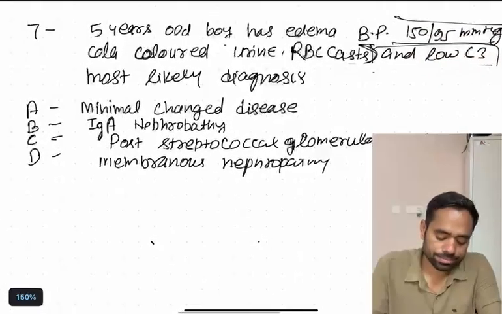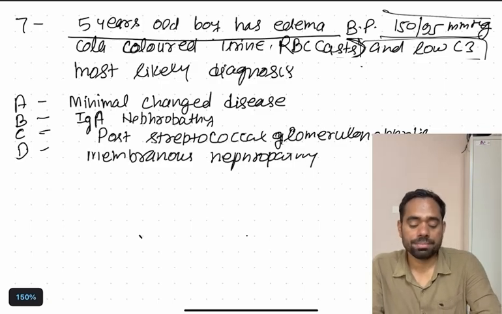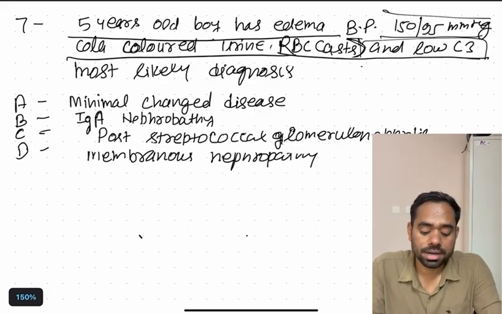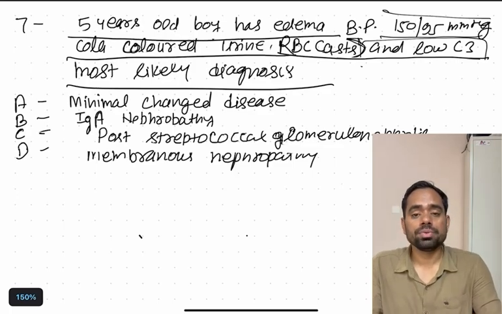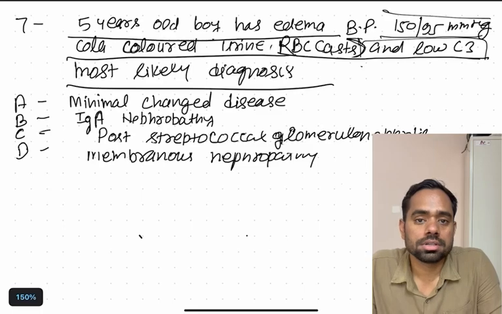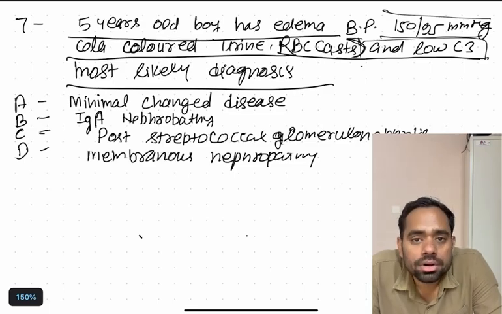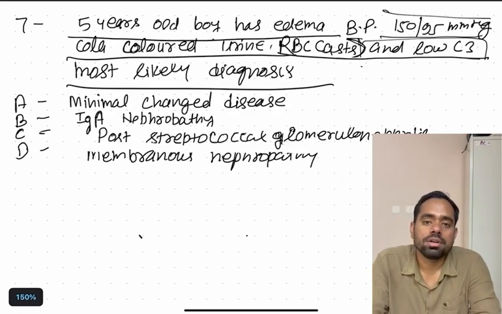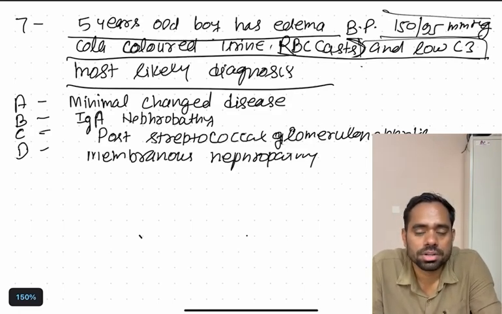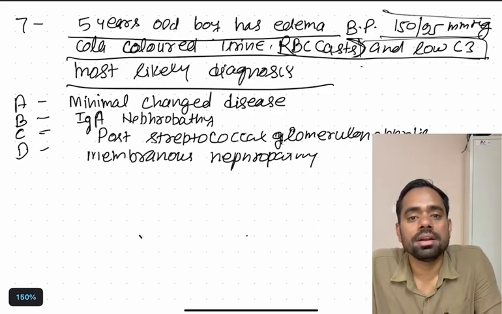Moving to the next question. A 5-year-old boy has edema, BP is 150/90, cola colored urine, RBC cast and low complement level. Most likely diagnosis. Any patient presenting to you with edema, you should always rule out the possible etiology. Edema can be due to cardiac cause, hepatic cause, or renal cause. Also due to protein deficiency, protein losing enteropathy, or protein loss in the urine that leads to nephrotic syndrome and hypoalbuminemia.